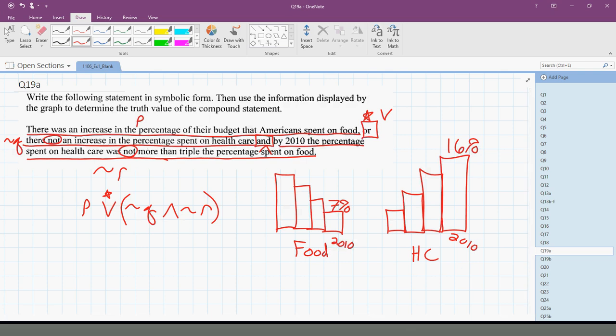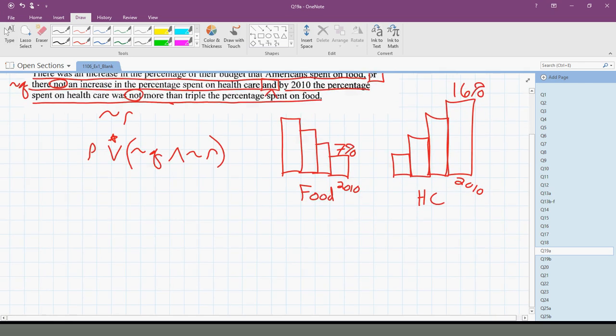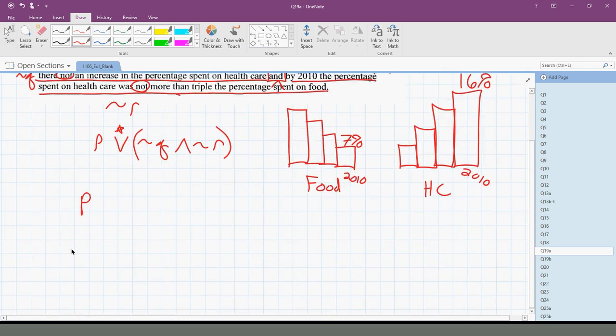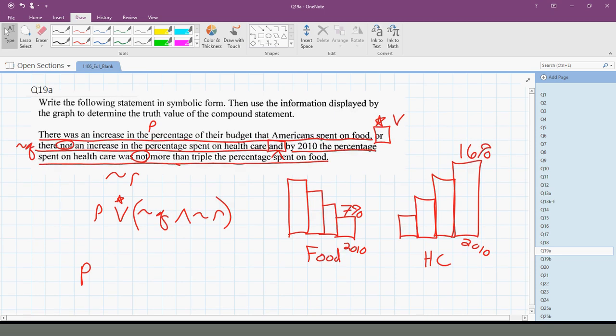So let's start talking about some things now. Because what you have to do now is figure out the truth values for these guys. So our statement P says that there is an increase in the percentage of the budget on food. So as you look over the years, was there an increase? Yeah, that's false. P is false.